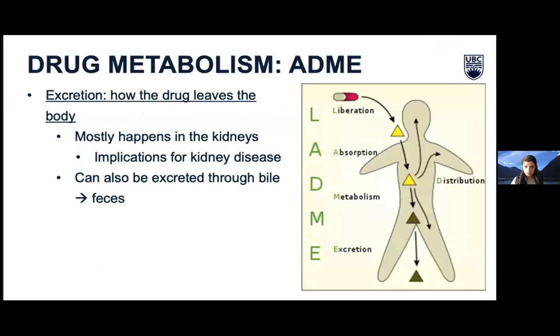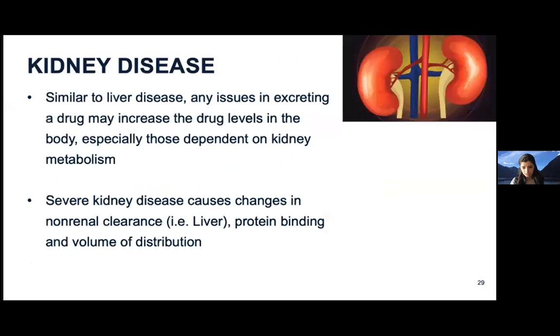So excretion is the final process in drug metabolism and commonly occurs at the kidneys and through the urine, but it can also occur through bile and through the feces. So any potential disease that impacts the ability of the kidneys to filter may impact the body's ability of excreting a drug. And we'll talk about kidney disease a little bit more.